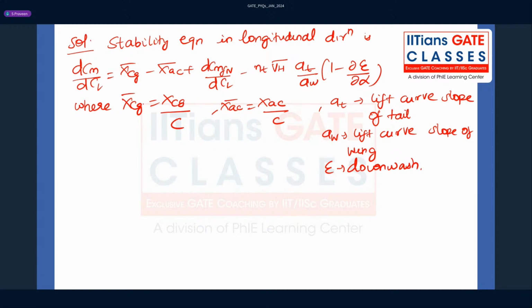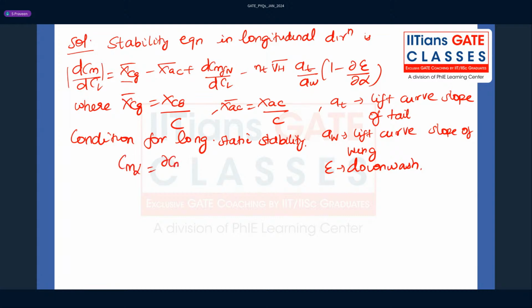Which means, even if your CG lies ahead or behind, your airplane can still be statically stable, right? But before going on, let's look at the condition for longitudinal static stability. What is the condition? Cm alpha, which is ∂Cm by ∂α, has to be less than 0 and Cm naught has to be greater than 0. So these are the two conditions. You have to remember that.